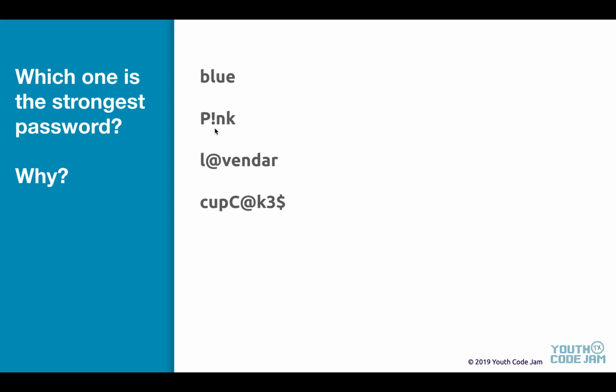Lavender is a little stronger than pink because it is longer and has a special character, but it's only lowercase and doesn't have a number. Cupcakes is going to be our strongest phrase. It has lowercase and uppercase, a special character with our @ sign there, a number, and then another special character at the end. I will show you guys a little bit later. We'll test these out, but let's walk through how we can come up with our own.